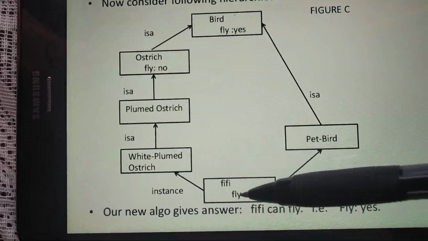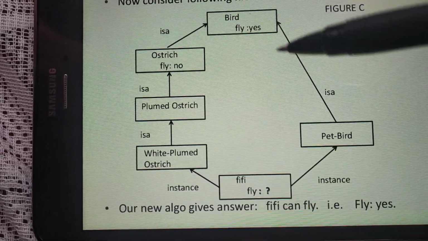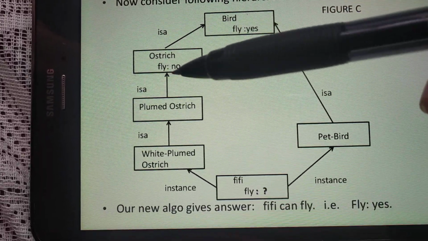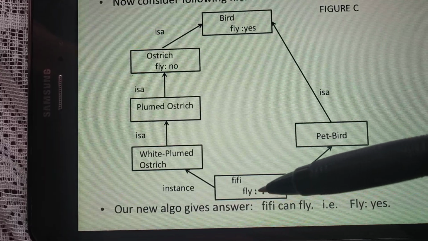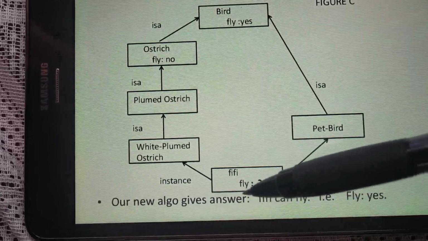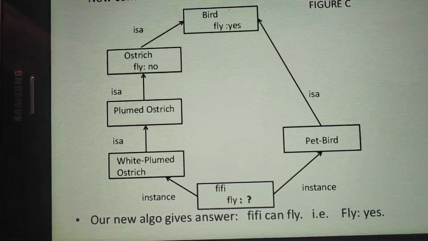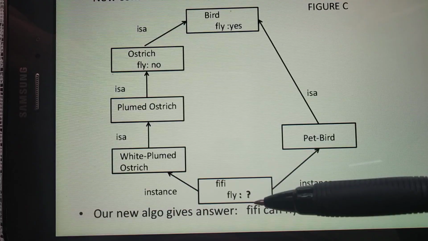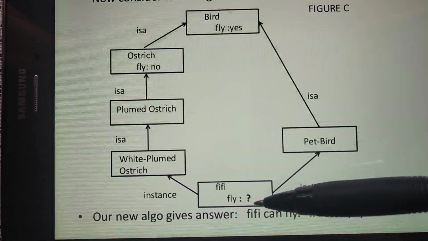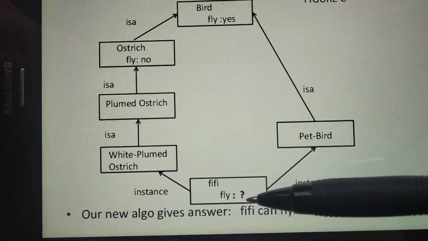From this side also you will reach a particular node, and from this side also you will reach a particular node. Then you have to consider the answer which gives the least path length with respect to this node as the final answer for fly. So again, for Fifi, the question is whether Fifi can fly or not for this figure. Let us use that same path length algorithm and find out what answer this gives.